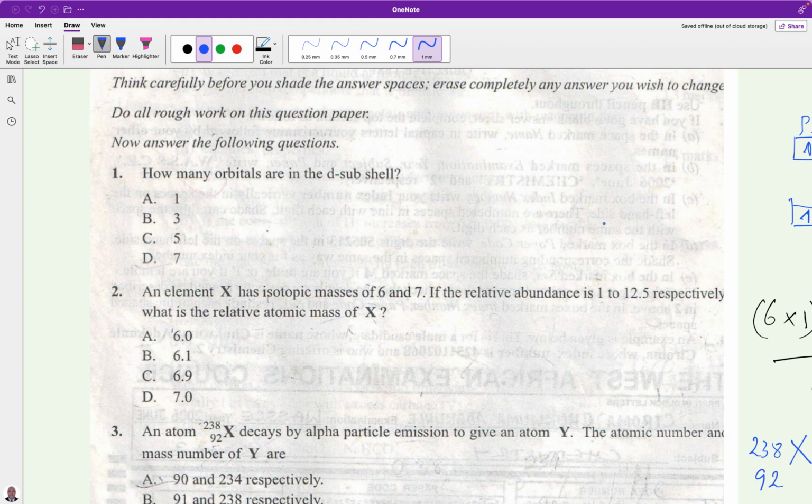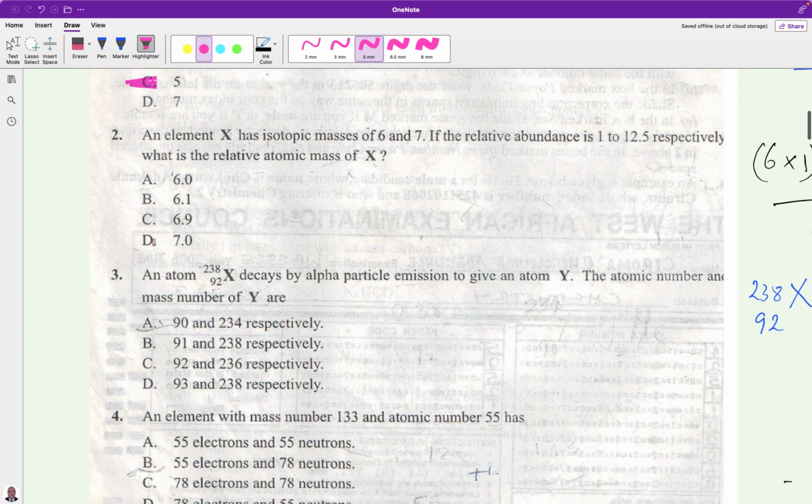So our answer here is C. We need to shade C. There are 5 orbitals in the D subshell, so we need to have 5. C is our answer.